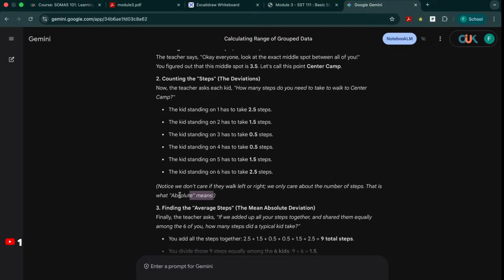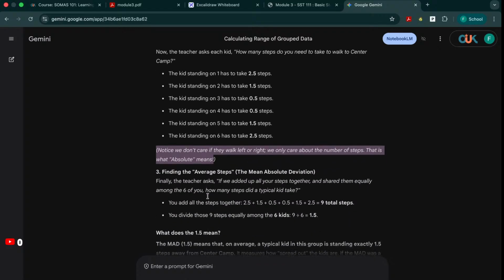So here is the meaning of absolute. We are told, notice we don't care if you walk on the left or right. We care only about the number of steps. That is what absolute means. So we don't care if you moved on the left and you get a negative, or you walked on the right and get a positive. Okay.